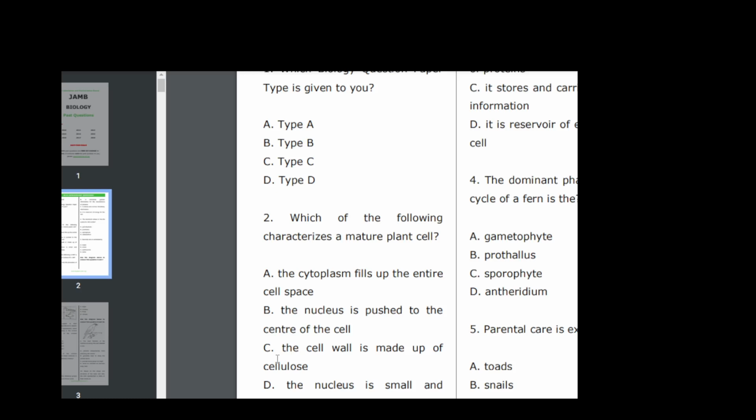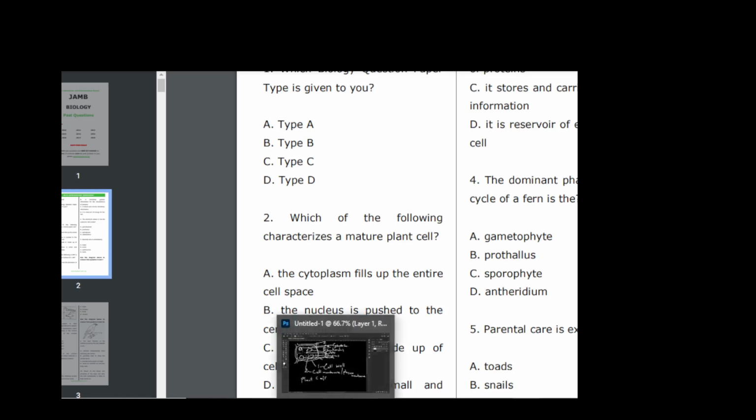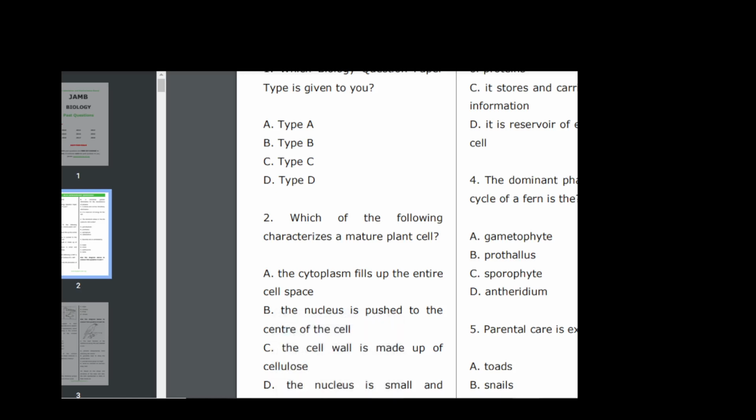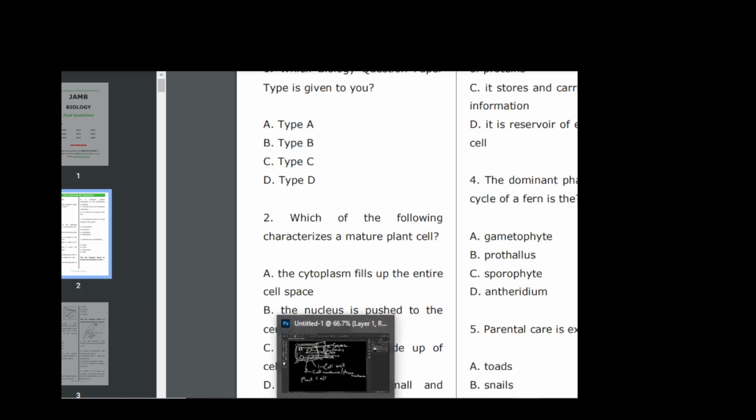And then the third option says the cell wall is made up of cellulose. And the fourth option says the nucleus is small and irregular in shape. The nucleus can, depending on how you choose to draw your diagram, have a semicircular shape, a barely circular shape, or whichever shape you want to give to it. But the answer to this particular question is option C. Why are we picking option C? The answer to that is this.